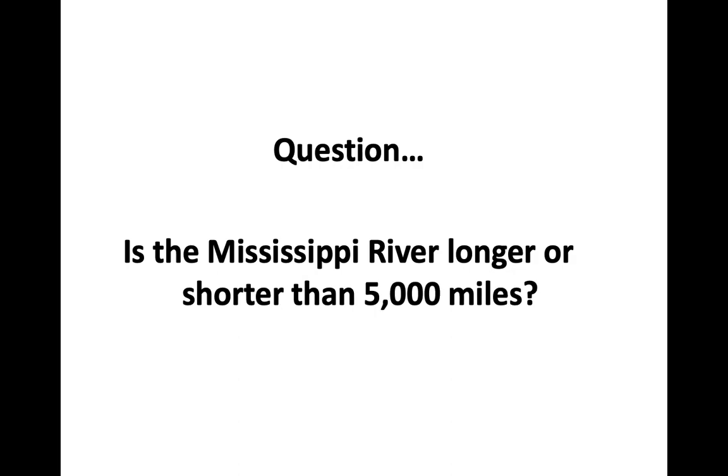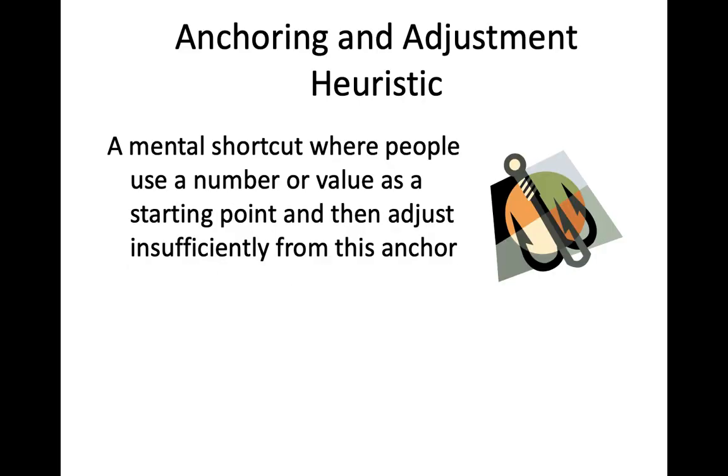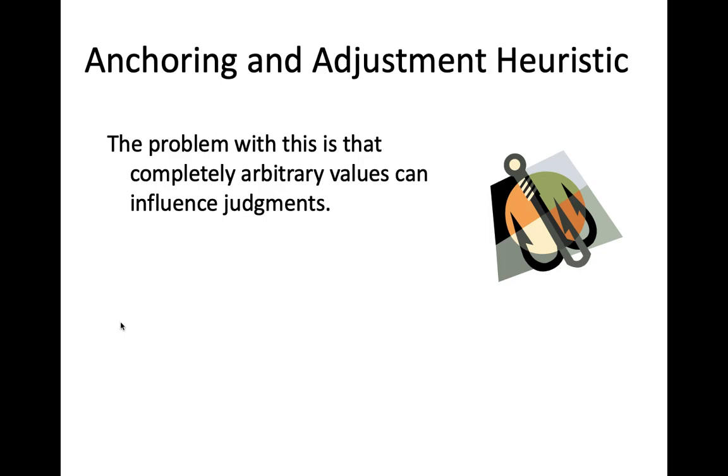What if I was to ask you this question? Is the Mississippi River longer or shorter than 5,000 miles? Would that change your estimate? Well, it turns out that people use something called the anchoring and adjustment heuristic. This is a mental shortcut where people use a number or a value as a starting point and then adjust insufficiently from this anchor. The problem with this is that completely arbitrary values can influence our judgments.